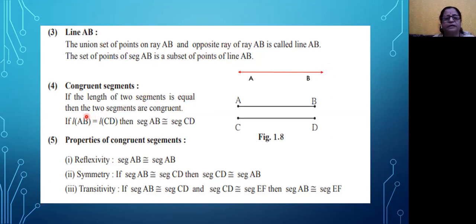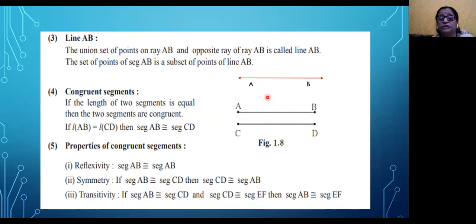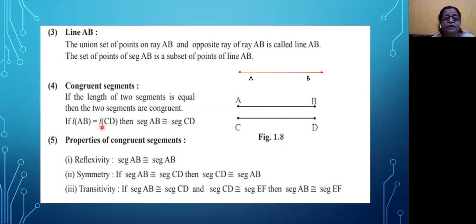Then the next topic is congruent segments. Here you can see that AB is one segment and another is CD. These two segments have the same length. AB's length is equal to CD's length. So if the length of AB is equal to the length of CD, then segment AB is congruent to segment CD. This segment and this segment are congruent.